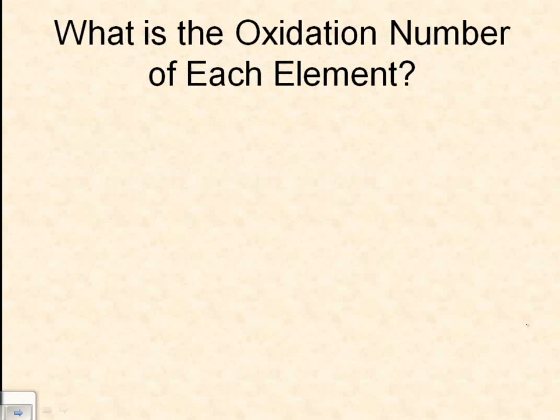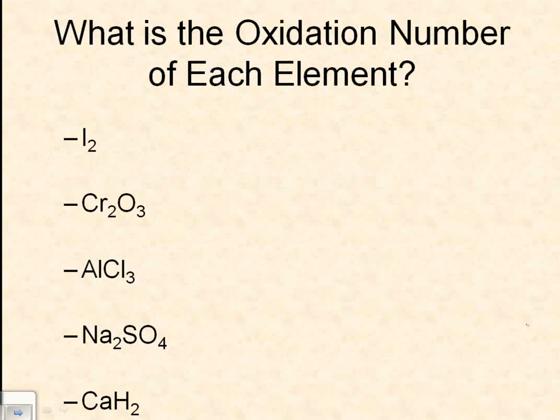So that's really it. So let's identify the oxidation number of each element. Okay, so iodide is an element, so its oxidation number is going to be 0. Now, the oxidation number of oxygen here is always a -2, right? So this is a -6, so the oxidation number on chromium must be a +3. The oxidation number on chlorine is a -1, and aluminum is +3.